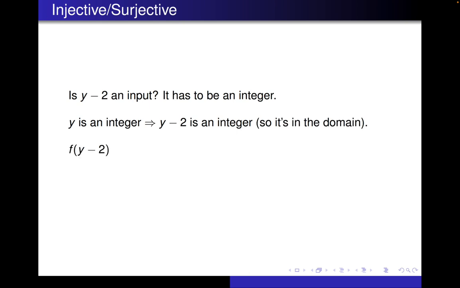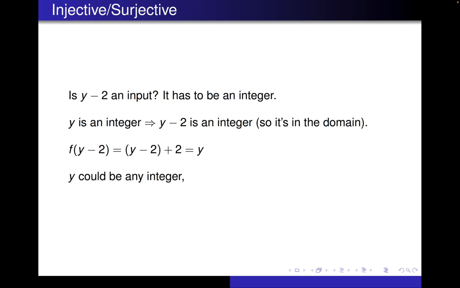So we get f of y minus 2. Well, what does f do? It takes your input and adds 2 to that input. So it takes x to x plus 2. That means it's going to take y minus 2 and add 2 to it. Thankfully, the negative 2 and the positive 2 cancel, and you end up with y, which tells us if you put y minus 2 as an input, you get y as an output.